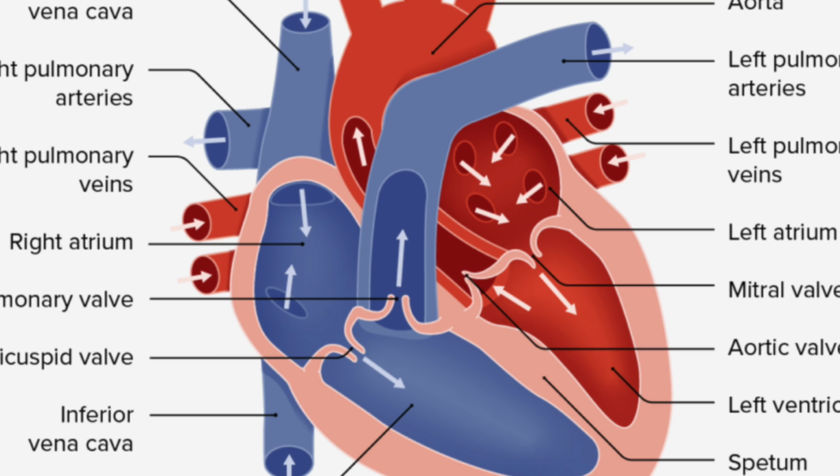LA pressure is greater than LV pressure during diastole. Often a late sequela of rheumatic fever, chronic MS can lead to pulmonary congestion, hypertension, LA dilatation, atrial fibrillation, and Ortner syndrome.